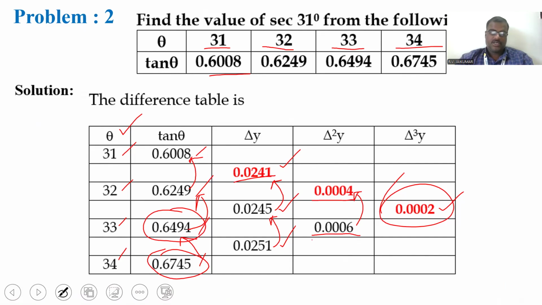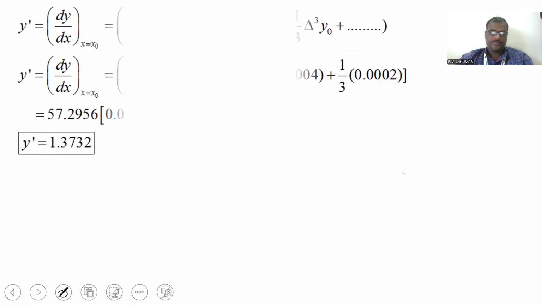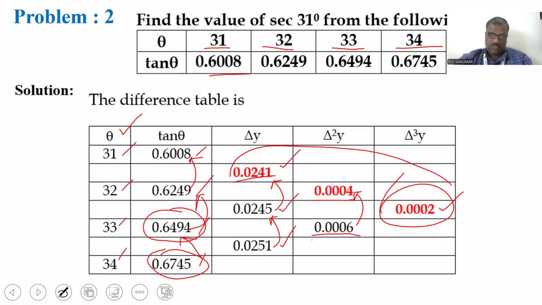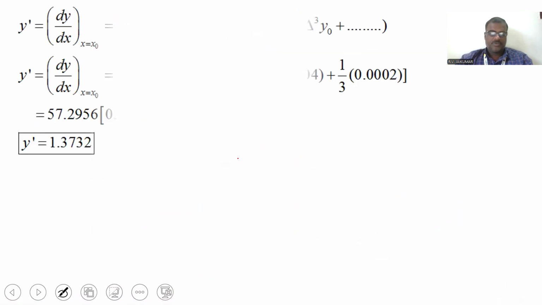Here y dash is d by d theta. Okay, so now you have to choose the very first value. So the differences, first difference, second and third difference. Substitute these three values in the formula.